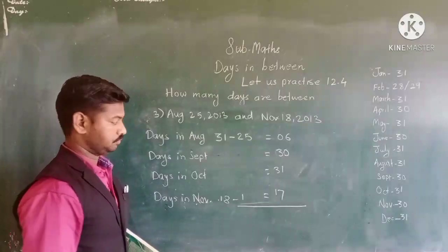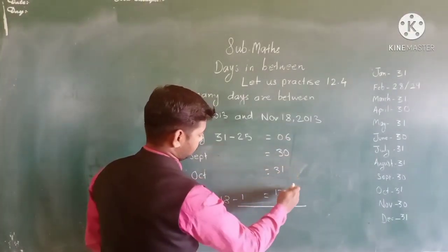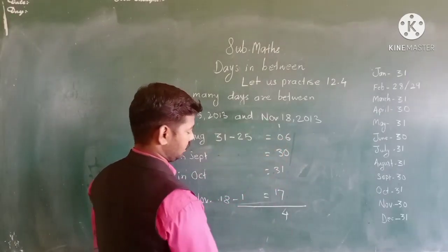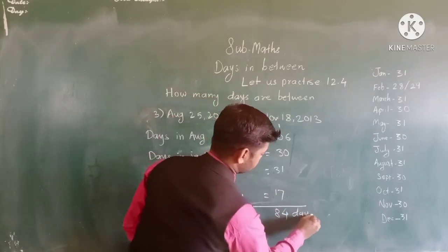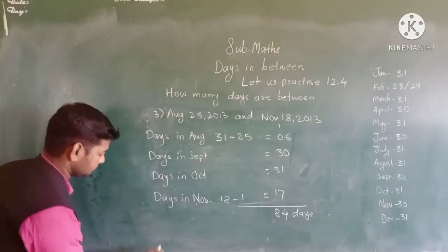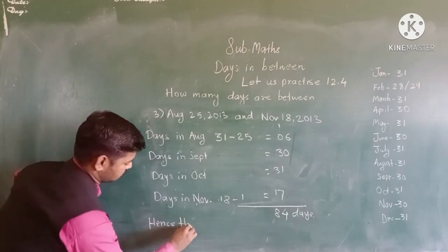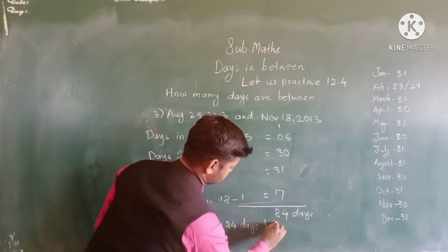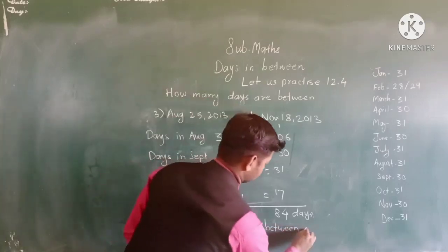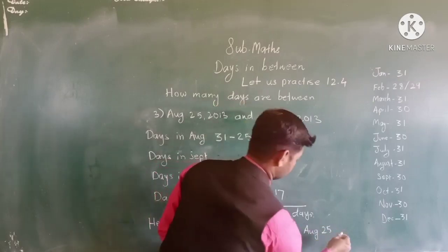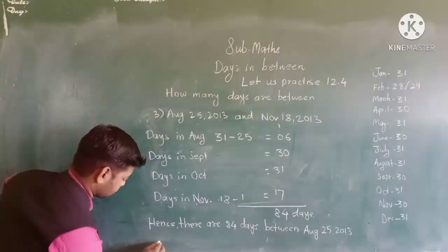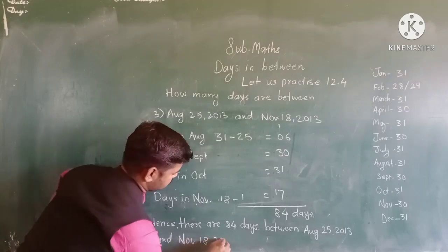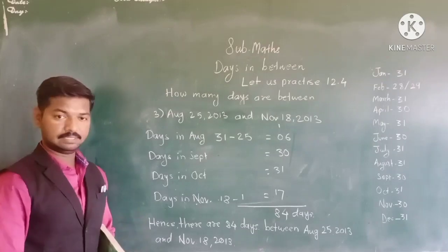Okay, then you have to do the sum. So 6 plus 1, 7, and 7 plus 7, 14. 14 is 4, carry 1. 1 plus 3, 4. 4 plus 3, 7. And 7 plus 1, 8. There are 84 days. Okay, so 84 will be right. There are 84 days between August 25, 2013 and November 18, 2013. Okay, understood?